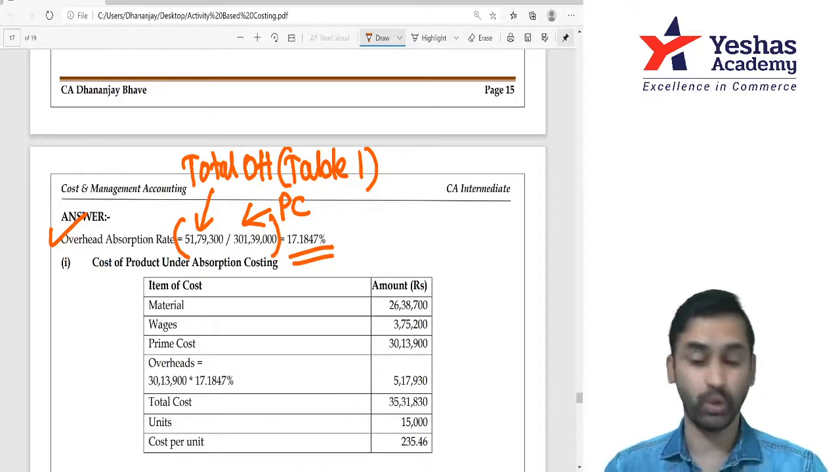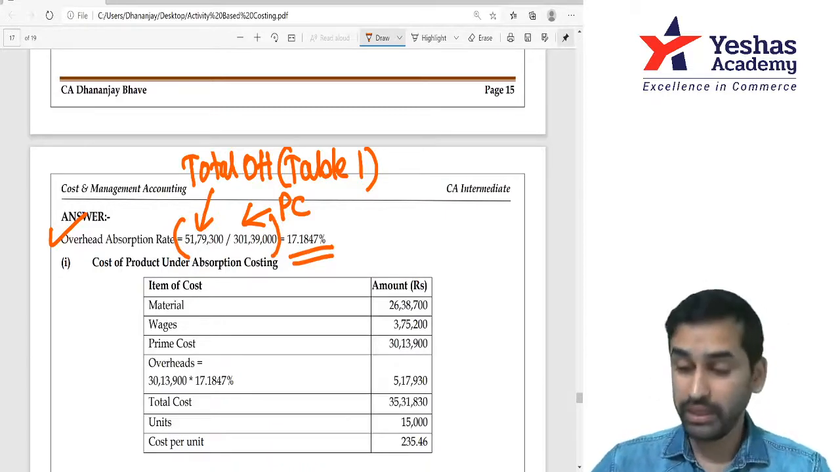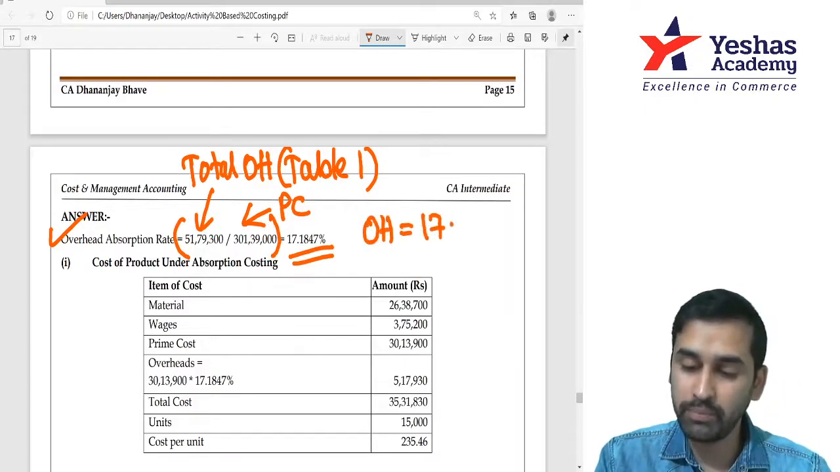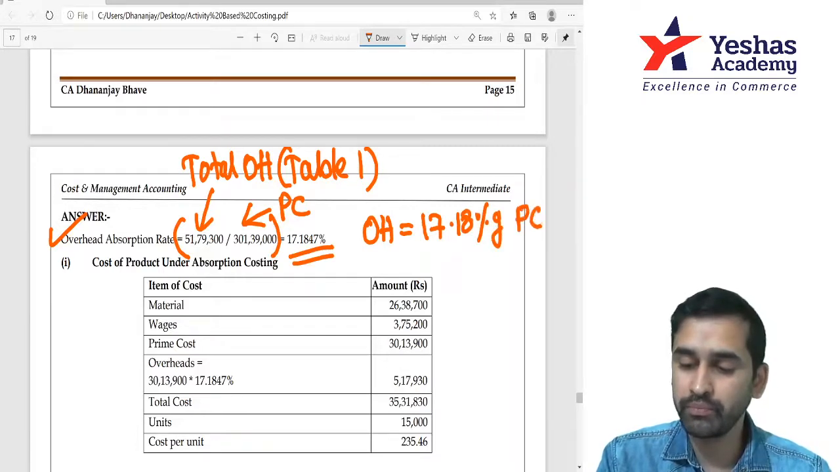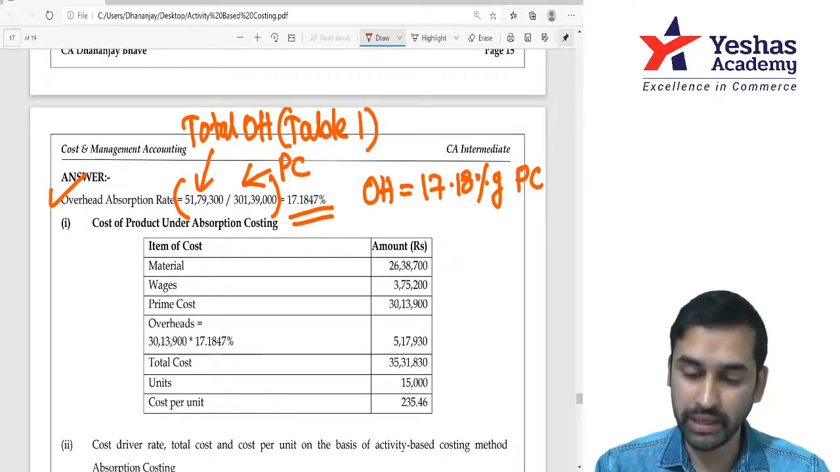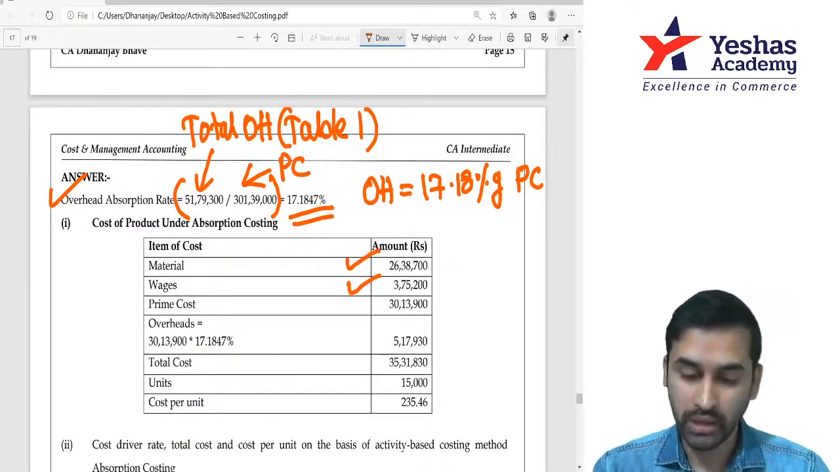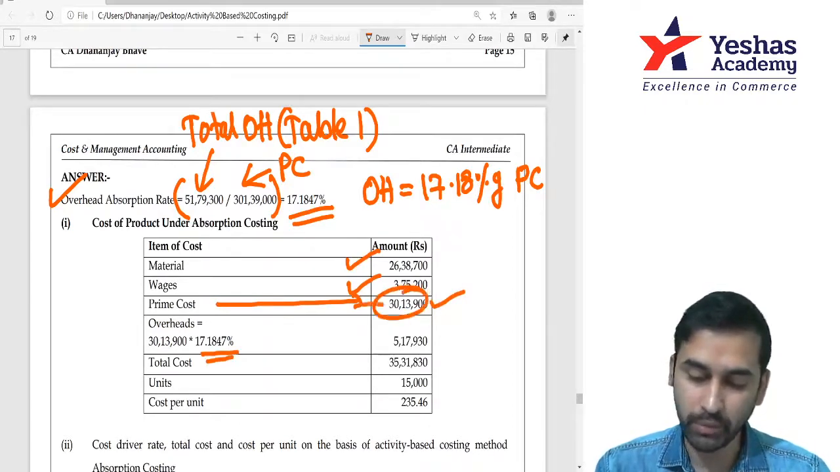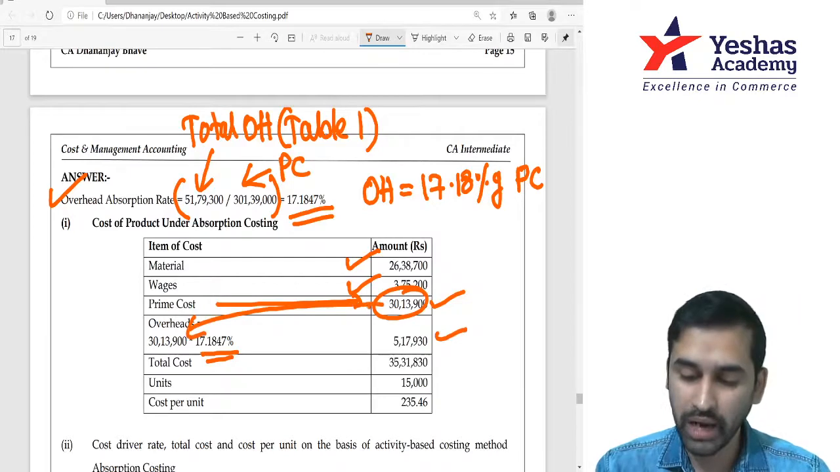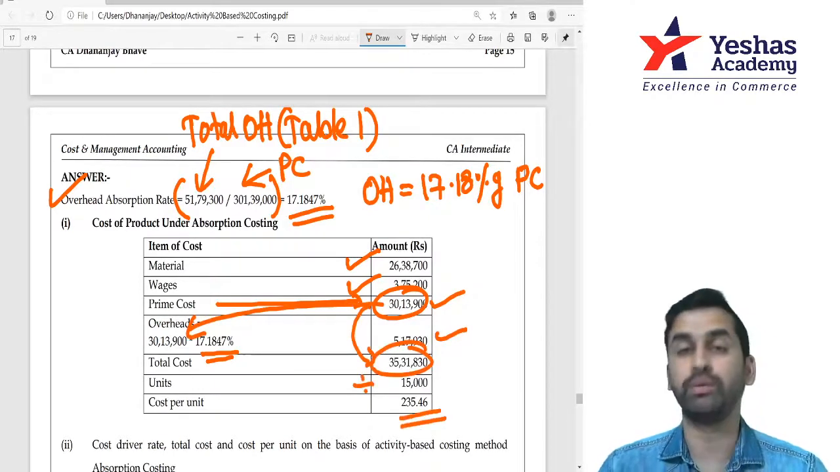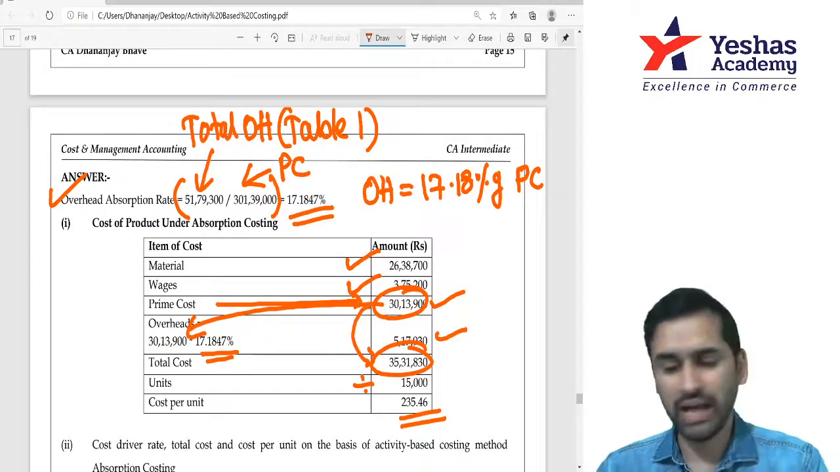No problem. Okay. Sir, what is the meaning of 17.18%? Overhead is equal to 17.18% of prime cost. Now, for this particular batch, material given, labor given, add both, you get prime cost. Now apply this percentage on prime cost, you get overheads. Add all of that, divide by number of units, you get cost per unit. Doable. Answers are with you.